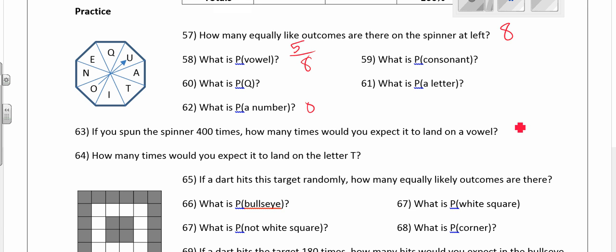So what I can do is I can say, okay, if 5/8 of the time I expect to get a vowel, I'll times that by 400, and that will give me the number of times I would expect it to land on a vowel. That, of course, would be 250 different ways.